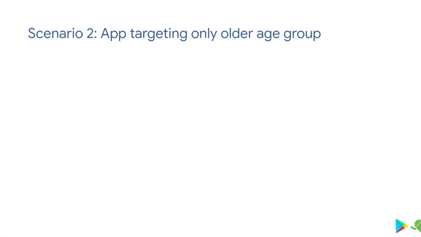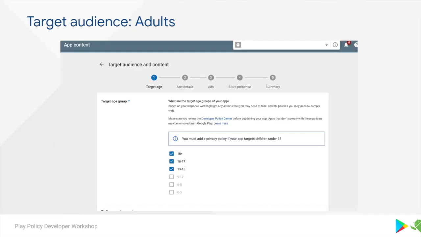And next scenario is for any apps that are only targeting older age group or adults. So opposite to scenario number 1, this scenario only applies when you select target age group from 13 to 18 plus. And also, you may select from 1 option or 2, or up to all of 3 options depending on your app's content.